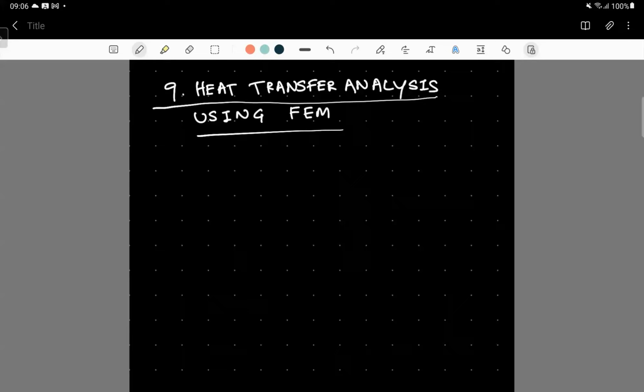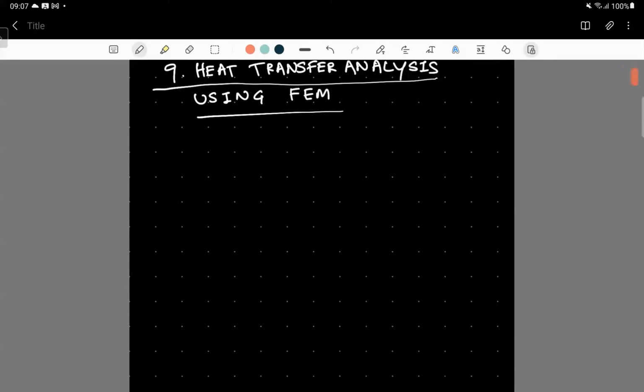So in the first part of this section, let's try to revise our basic heat transfer knowledge before we move on to analyzing a one-dimensional heat transfer problem. Then maybe in the next session, we will also be looking at two-dimensional heat transfer problems. Let's see within this section what the important equations are and what is really happening when it comes to solving a heat transfer problem or thermal stress problem using the finite element method.